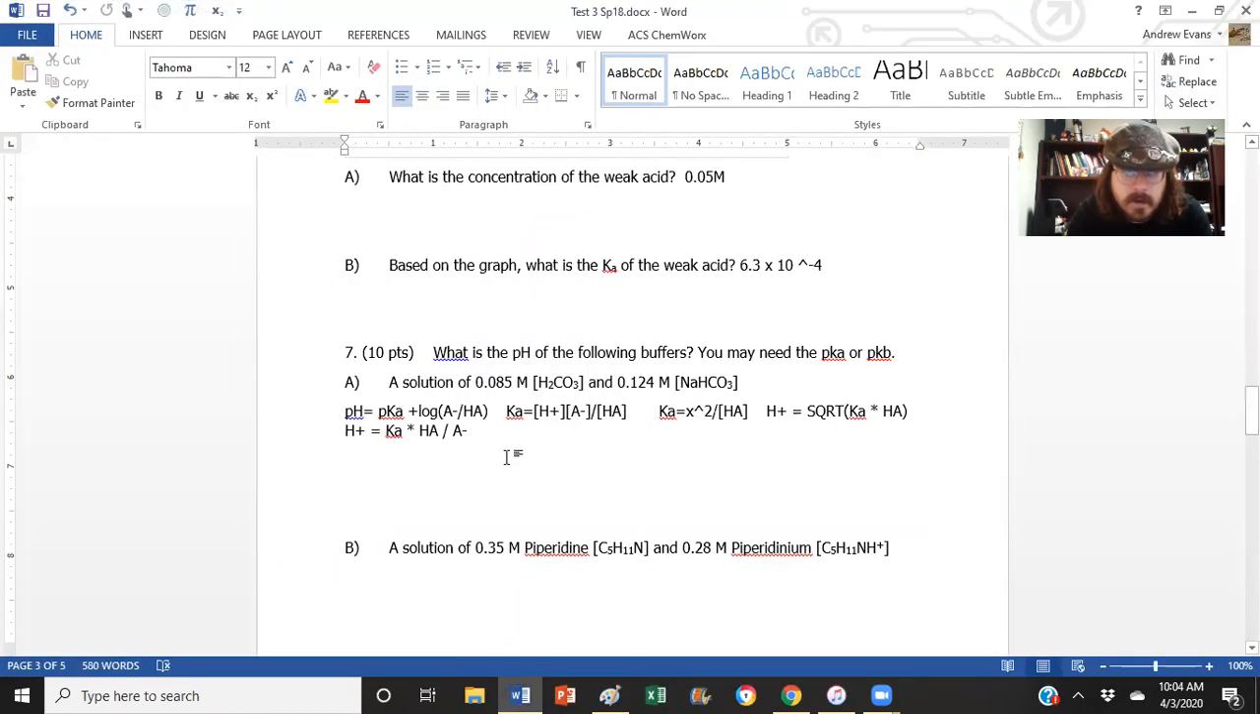number 7. What are the pH of the following buffers? So we still need to look up the pKa and pKb for these guys, but we have various buffers here. So how do we treat these guys? So, looking up the pKa or pKb.